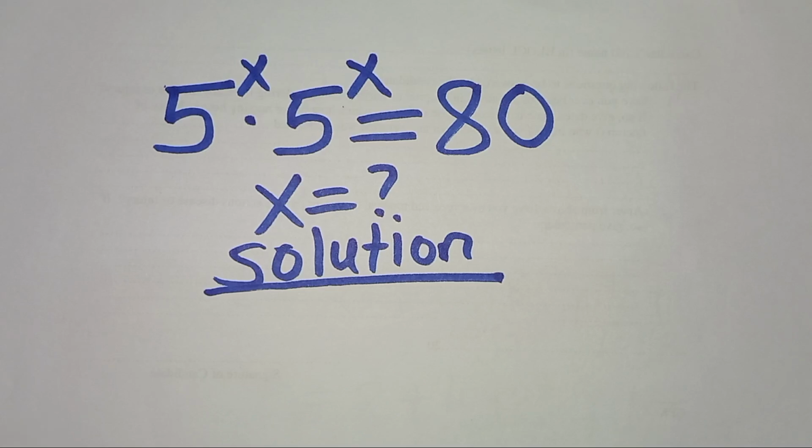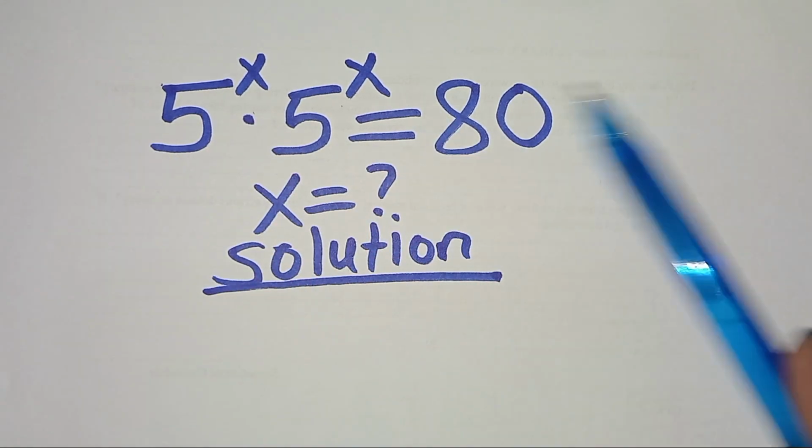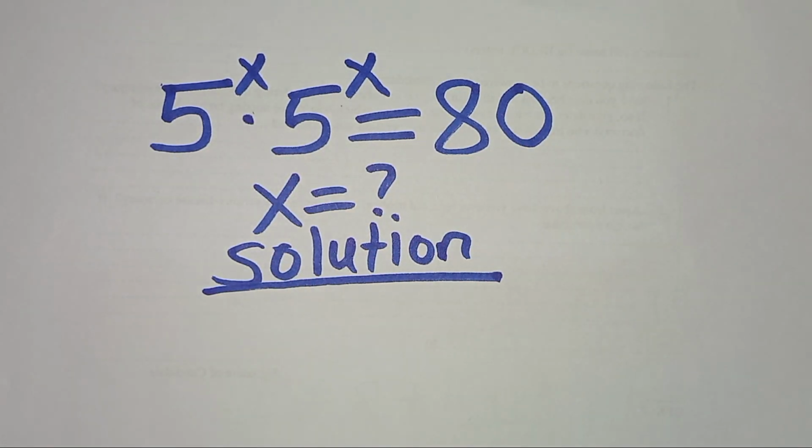Hello everyone, welcome to another solution. Given this nice exponential equation, which is 5 to the power x times 5 to the power x, this is equal to 80. So what is the value of x?